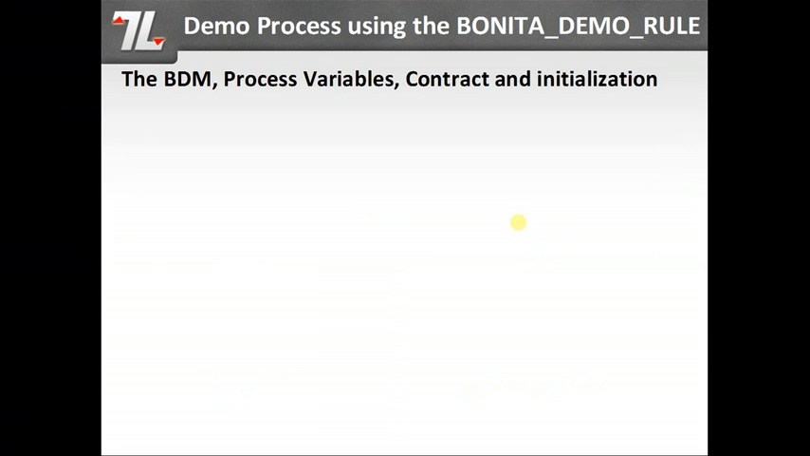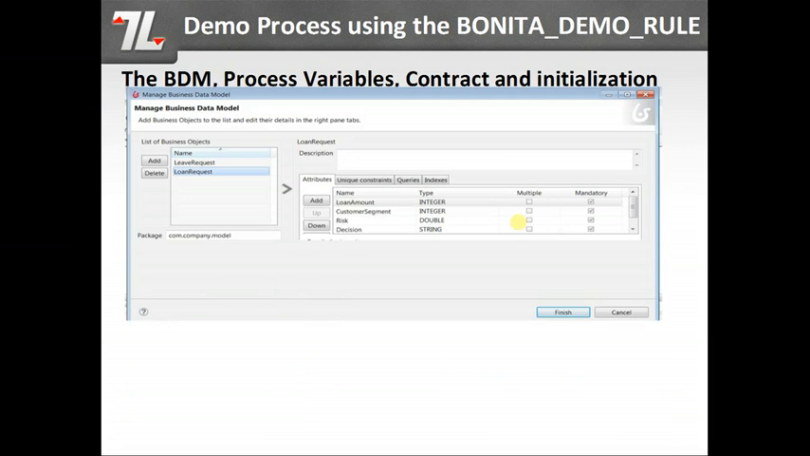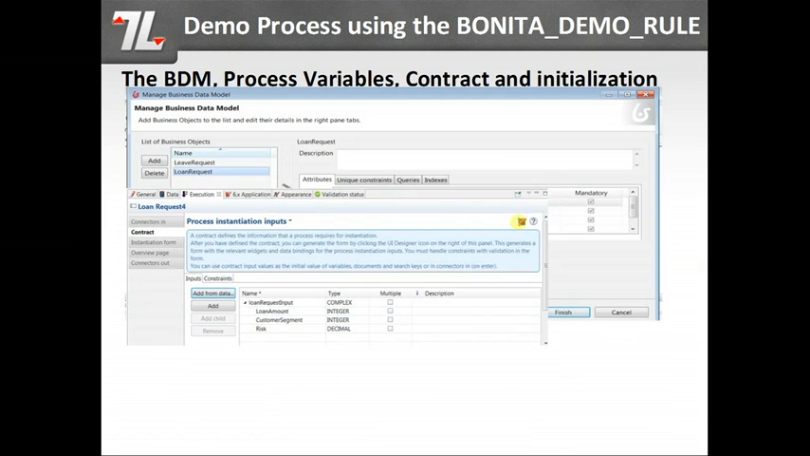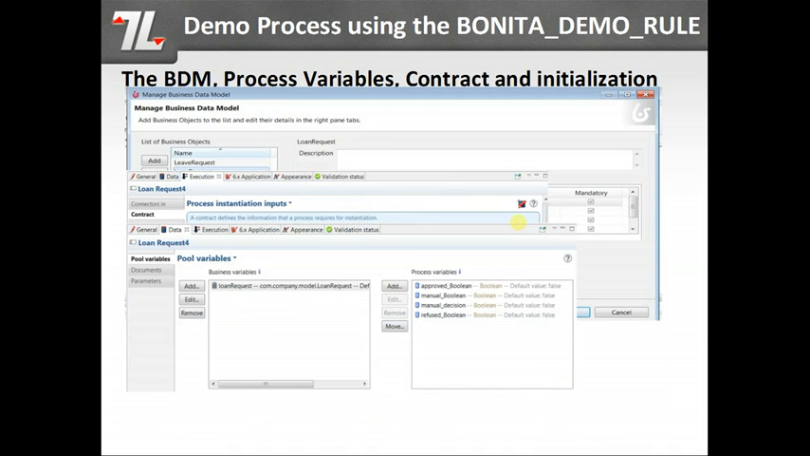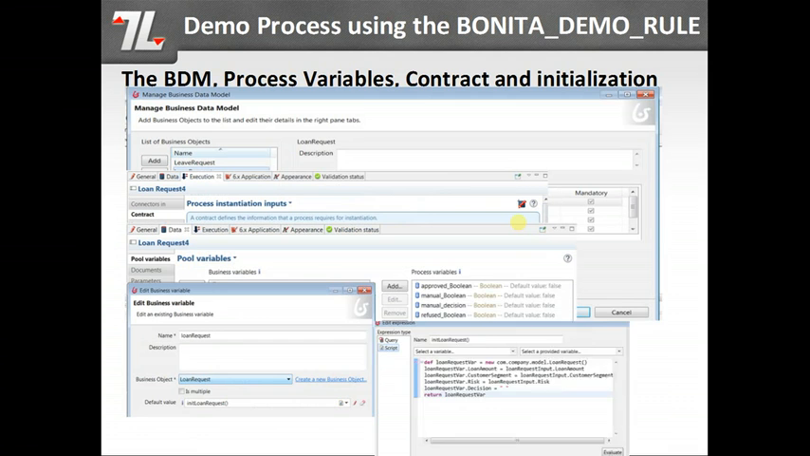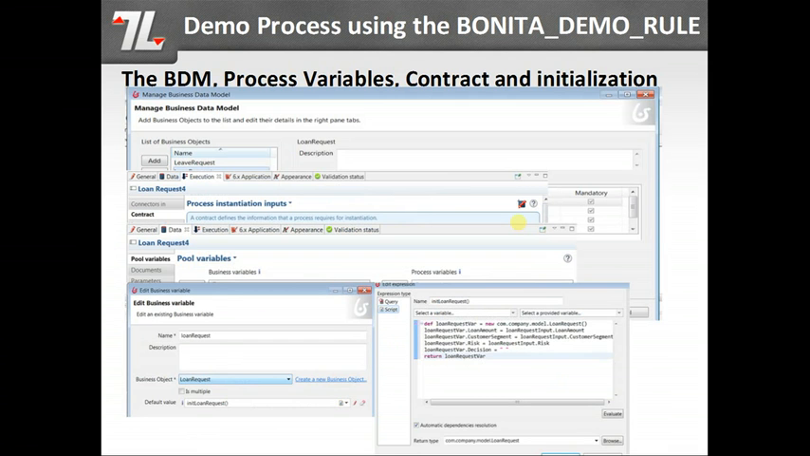You see everything very quickly. This is the BDM definition. This is the contract for process start. This is the definition of variables used in the process. And this is how we initialize the process variable.